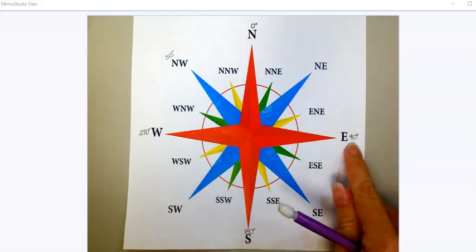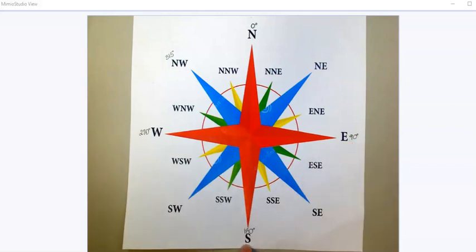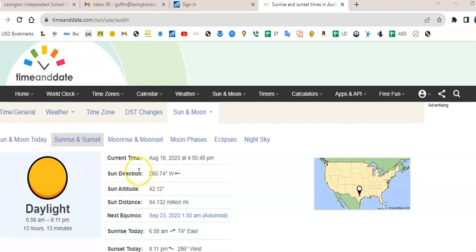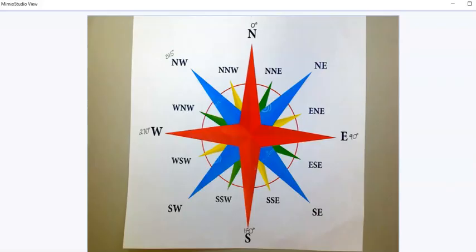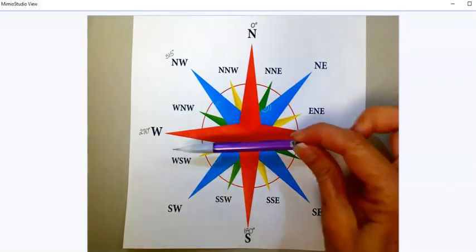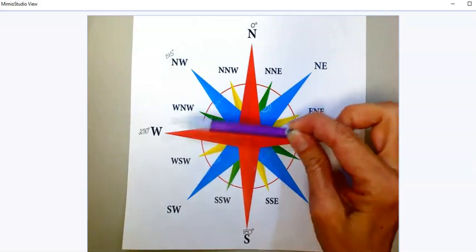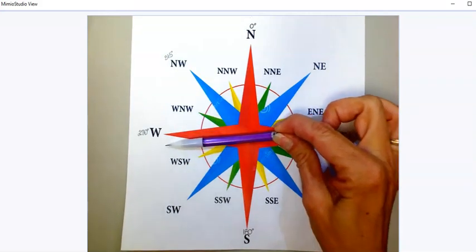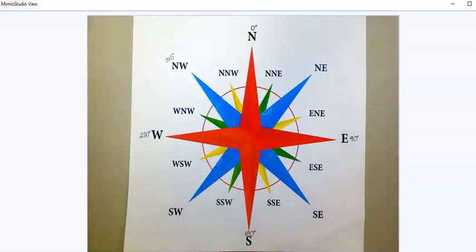If it's close to 90 degrees, they're talking about east. If it's close to 180, they're talking about south, etc. Hopefully that explains this. The sun's direction is a little bit over 260 degrees, and that's pretty close to west. Absolutely perfect due west is 270, so 260 is probably down here somewhere. It's pretty close.